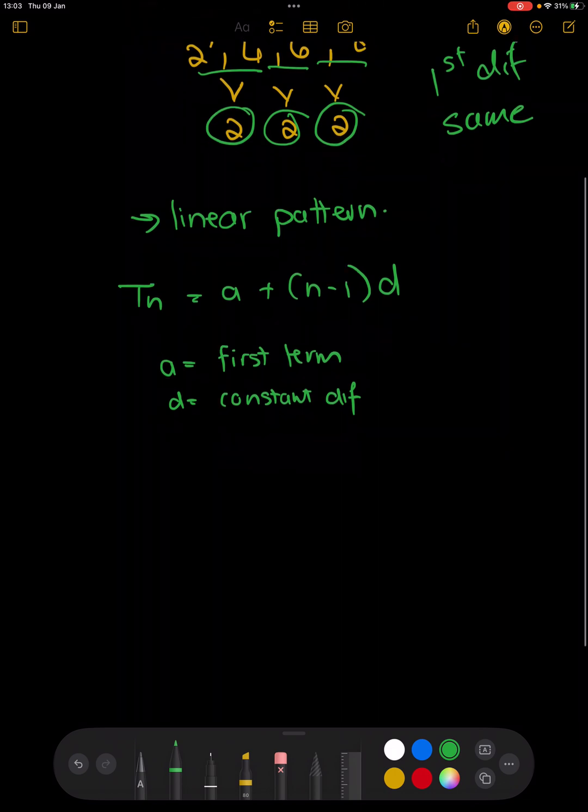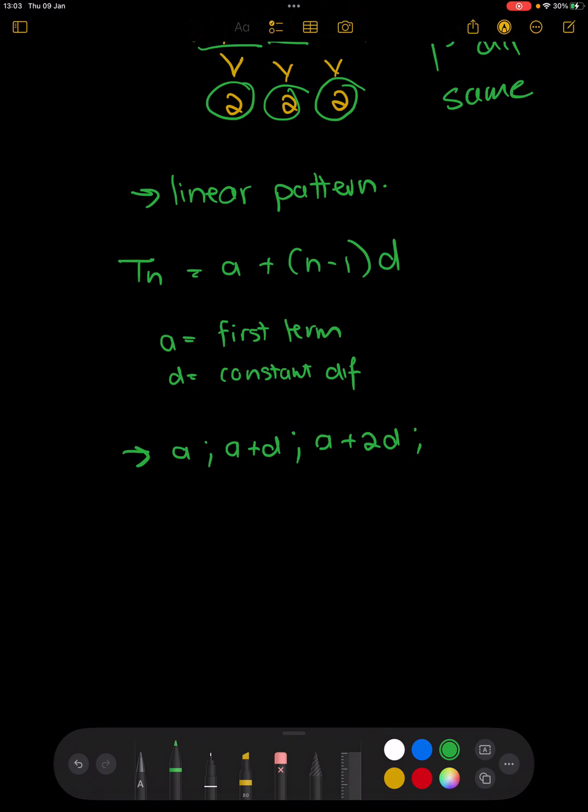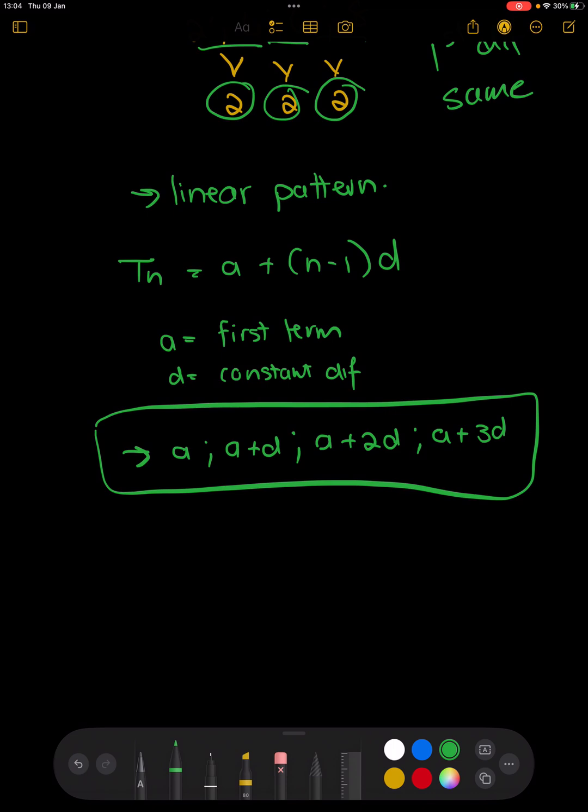So there's another way of writing it. Because a is my first term, it is always just a, then my second term is a plus d, then my third term is a plus 2d, and my fourth term is a plus 3d. So this becomes important when we start using variables, so just keep this one in mind, you do still use it.